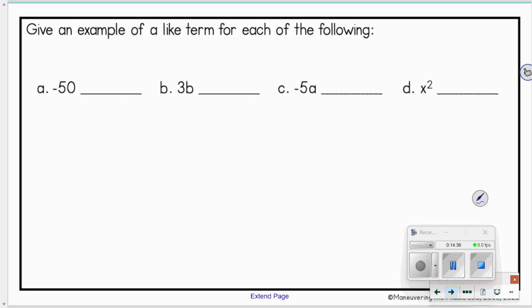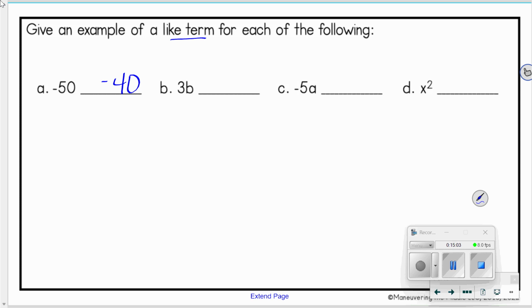Give an example of a like term for each of the following. So if my term is something like a constant of negative 50, what would be a like term? Negative 40. Literally any number, I don't care what it is, positive or negative. No, it's the same. I did negative 1 times 50. Technically, that's the same thing.